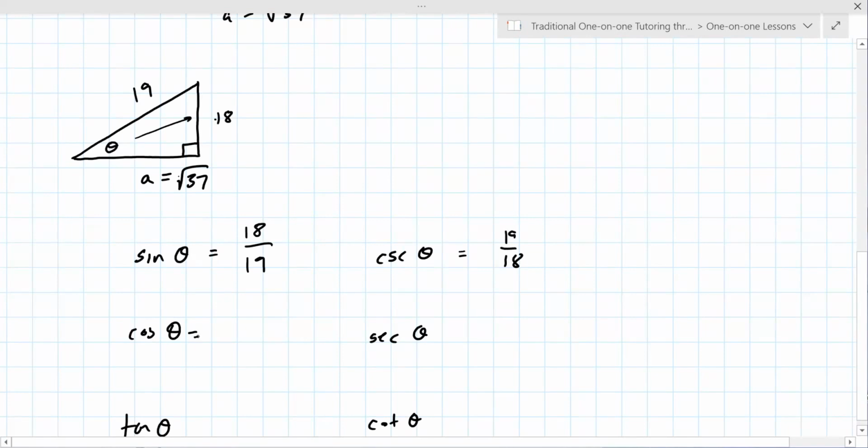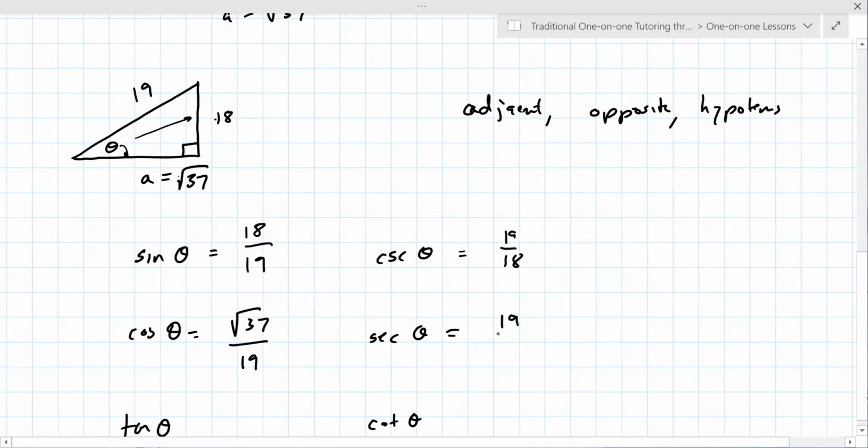Cosine theta is the adjacent over the hypotenuse. Do you see how I got that? A is adjacent to this. Yes. Okay, so we have words like adjacent that I'll be using the entire lesson: adjacent, opposite, and then hypotenuse. The secant is the flip of this, which is 19 over the square root of 37. Now, when we were doing this last time, the answer would just accept that. You may have to do what's called rationalize, which is where you multiply the top and bottom by the root. So this becomes 19 square root 37 over 37.